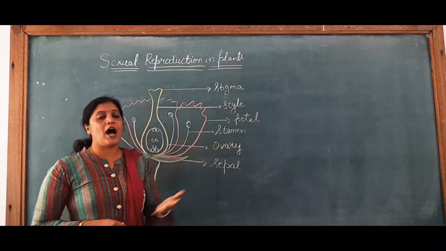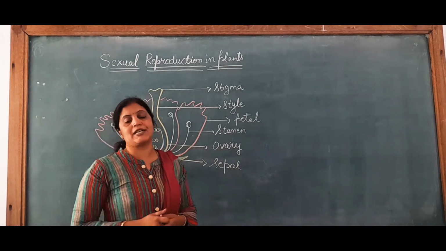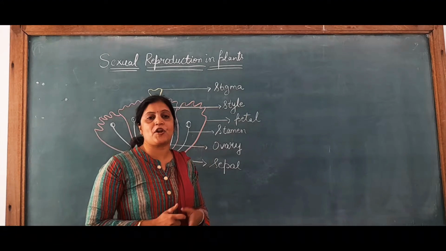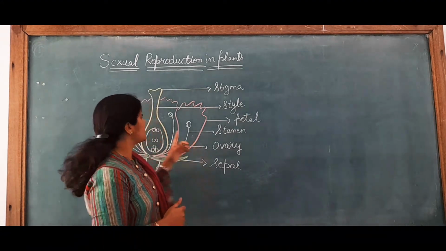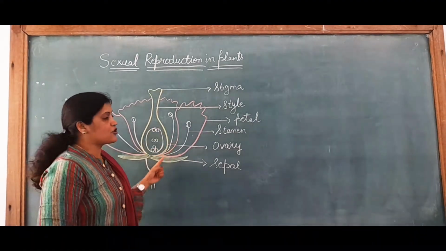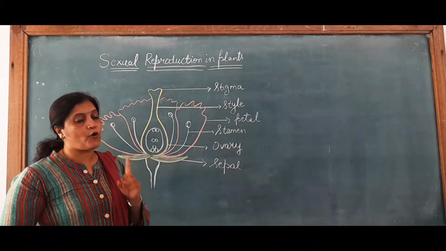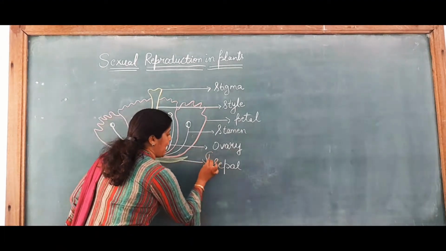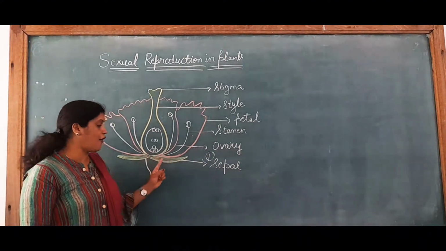So, to discuss how sexual reproduction takes place in plants, we first will discuss the structure of the flower, the sexual reproductive part of the plant. If we see the structure of a flower, there are four main parts. The first part is the sepal. The outer part is the sepal. Generally, you can say it's the green part of the plant.